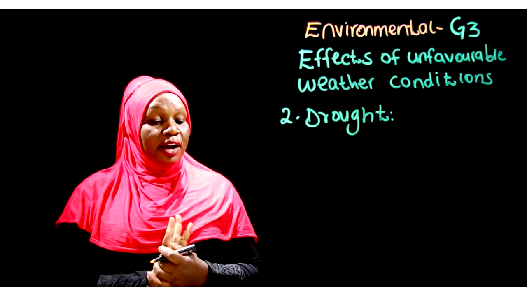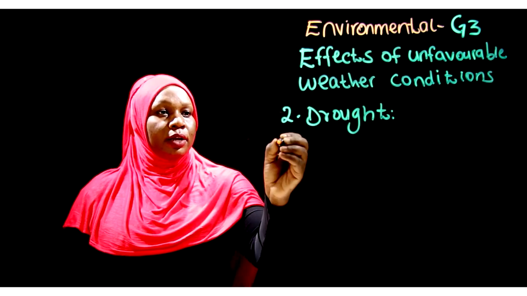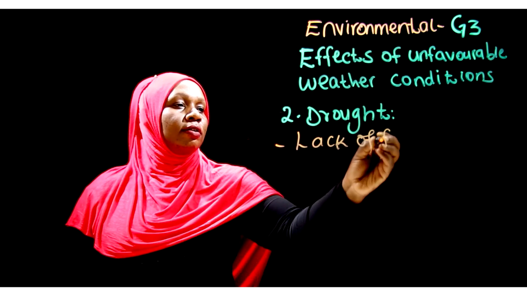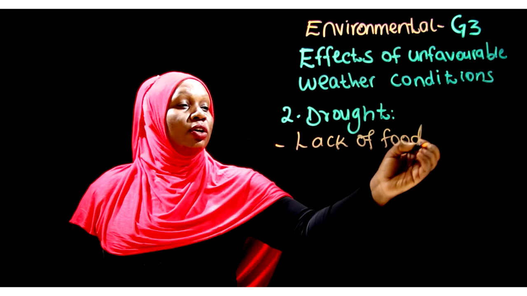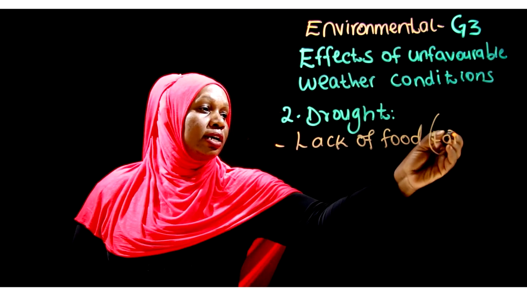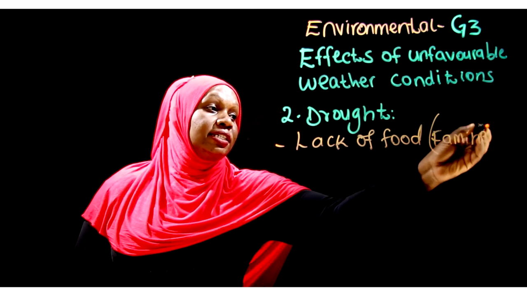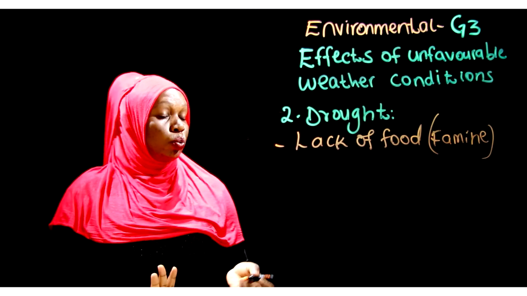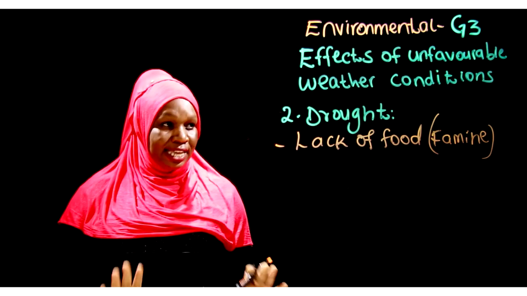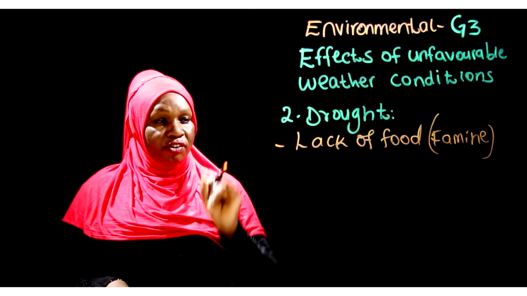Now, when there's drought, there's lack of food, which is called the famine. When there's no food, we call it famine. Famine is a situation where there's no food for people, there's no food for animals. And this one is caused by the drought.